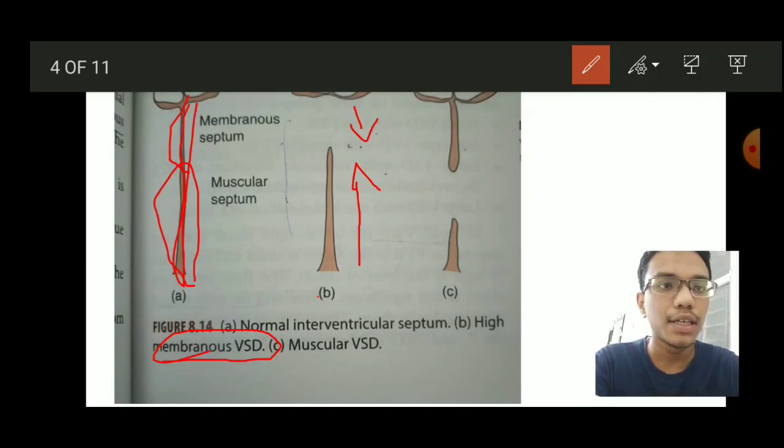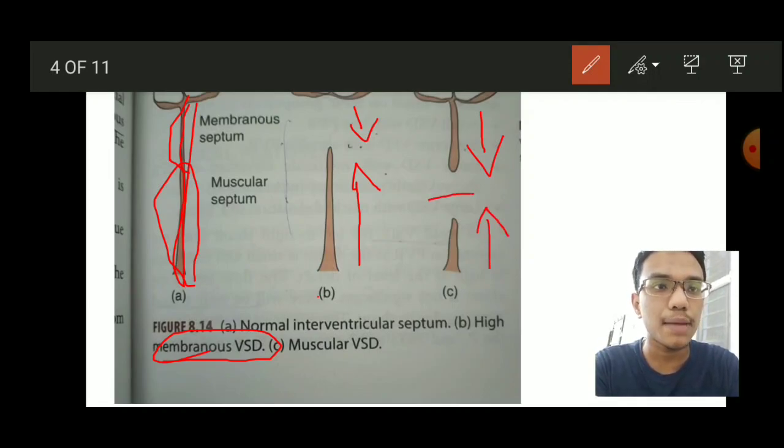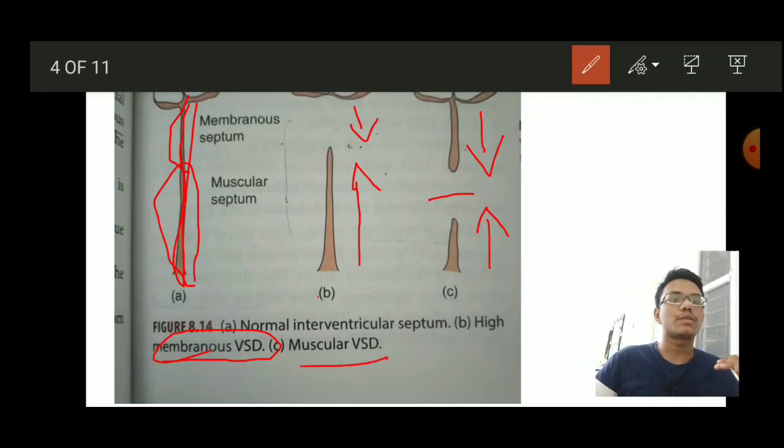In the third diagram, the membranous septum is descending normally, but the muscular septum is not ascending properly, or to a full extent, to fuse with this. So a potential gap is created here. So this is the muscular VSD. That means here the muscular septum is not ascending to a full extent. So this is the main cause of the formation of ventricular septal defect. Okay. So going to the next slide.